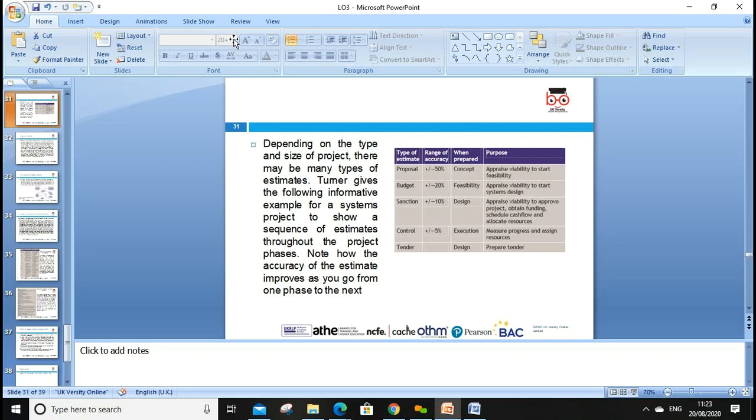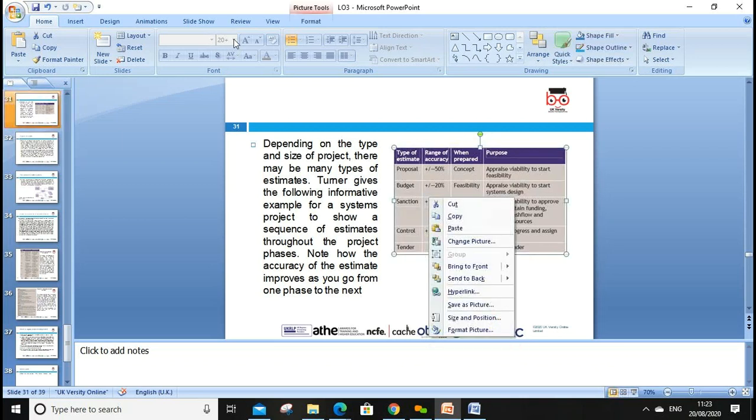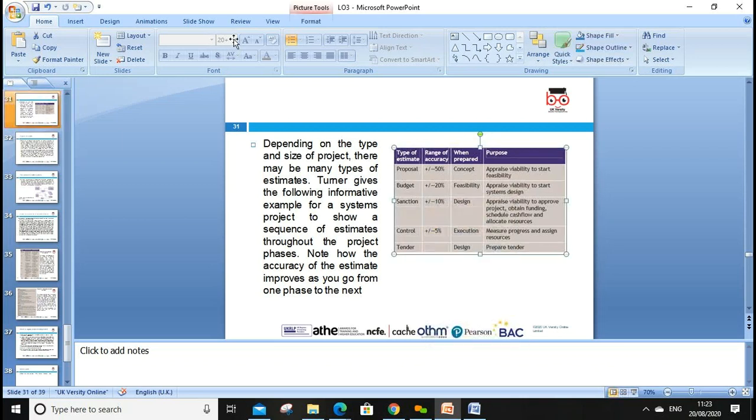Just a question. On slide number 31, there's a diagram, the state table. Will that be there for the assignment? Will I have to make my own one? No. Depending on the type and size of the project, there are many types of estimates. Turner gives the following information.